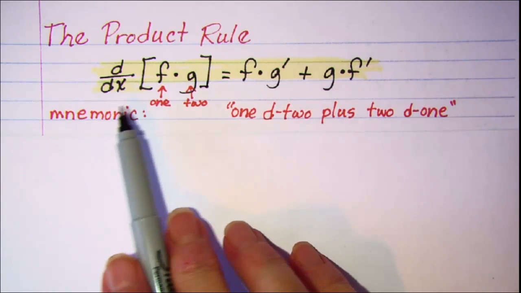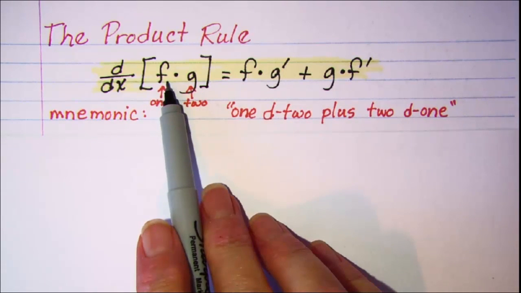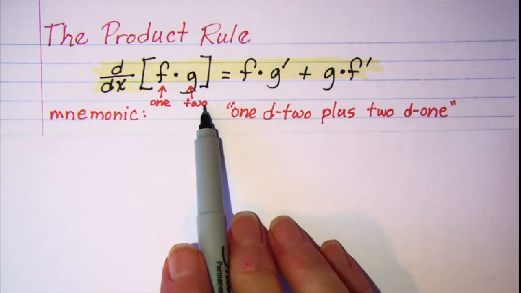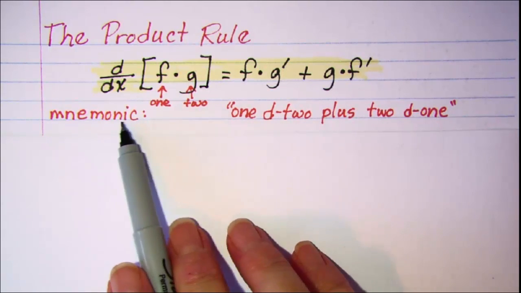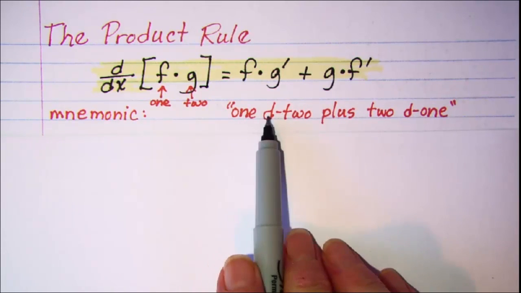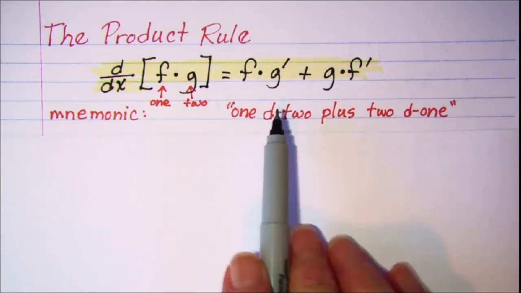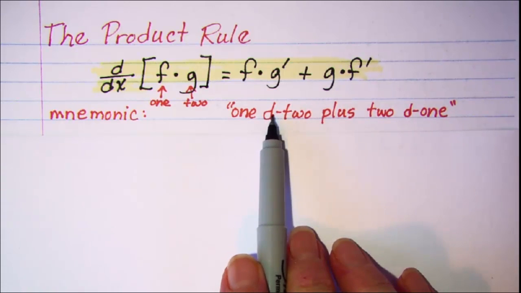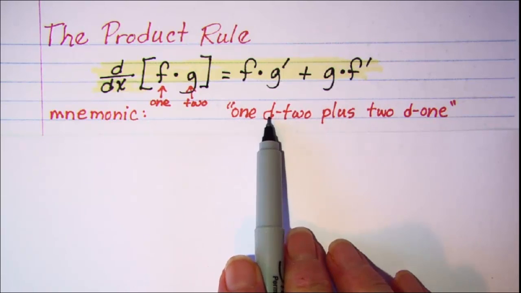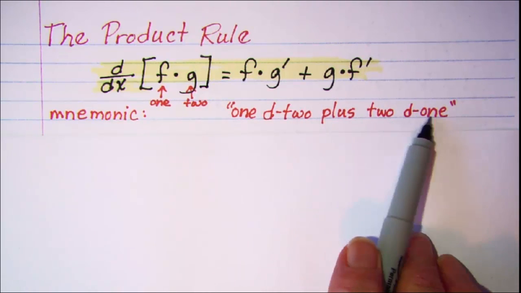Now, if you like to use mnemonics to help you remember rules, if we let f be 1 and g be 2, then the mnemonic that would help us remember this is 1 d2 plus 2 d1. So this d right here is the derivative. So we're saying that 1 multiplied by the derivative of 2 plus 2 multiplied by the derivative of 1.